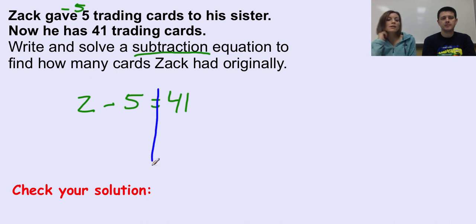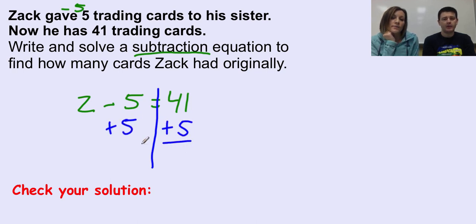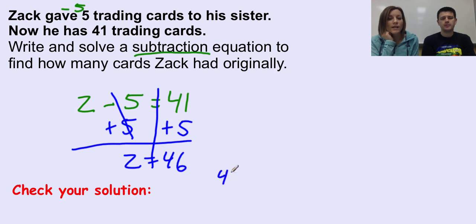We're going to go ahead and undo that with the inverse operation. The opposite of subtracting 5 would be adding 5 to both sides. So think if he got those 5 cards back from his sister to put them back where he started. Z would be equal to 46, and we now have to check his solution. Does it make sense for Zach to have 46 cards? He gave 5 of them to his sister, and now he has 41. And it sure does make sense, so we're good.